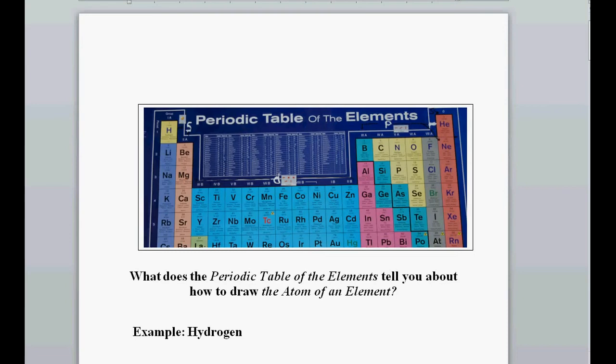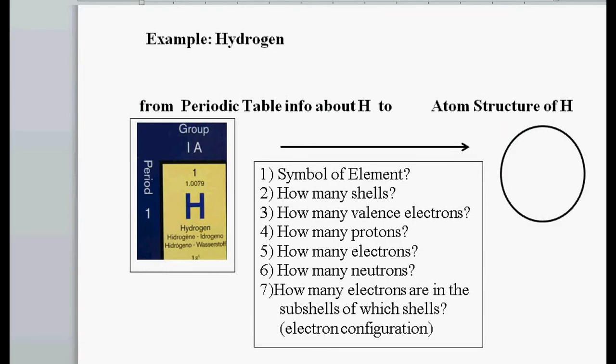You have learned a lot about the periodic table of the elements. And you also know how atoms look like. Now we want to practice a little bit what the periodic table of elements tells you about how to draw the atom of an element. As an example, we choose hydrogen. On the left-hand side, you find the information in the periodic table on or about hydrogen.